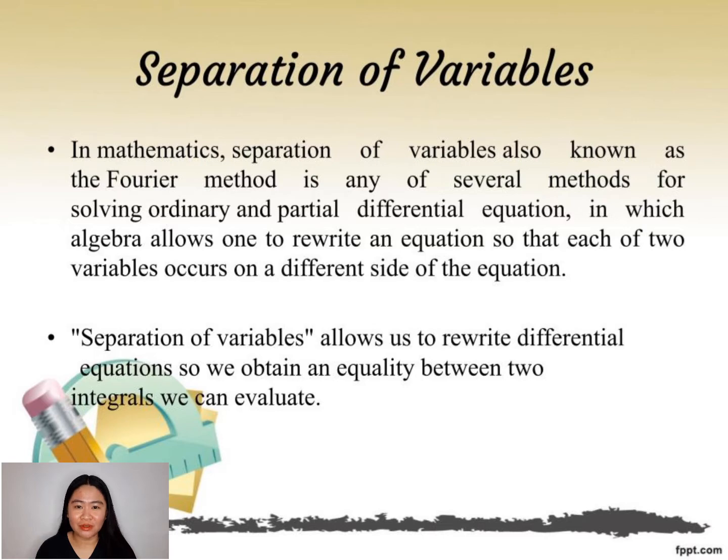Separation of variables. In mathematics, separation of variables, also known as the Fourier method, is any of several methods for solving ordinary and partial differential equations, in which algebra allows one to rewrite an equation so that each of two variables occurs on a different side of the equation. It also allows us to rewrite a differential equation so we obtain an equality between two integrals we can evaluate.